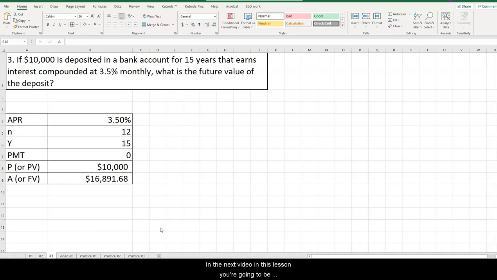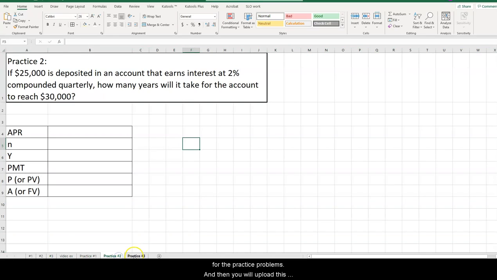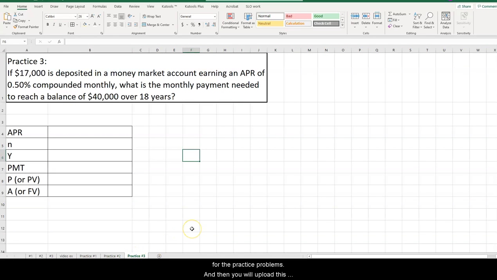In the next video in this lesson, you're going to be using Goal Seek to help you find missing parts. So you will use this video and that video to help you with the practice problems in this lesson. Also, make sure you're using this Excel file that is posted in the lesson and in Blackboard to help you complete it. There are places for you to put in information from the video and for the practice problems. And then you will upload this file for your quick check for this lesson.